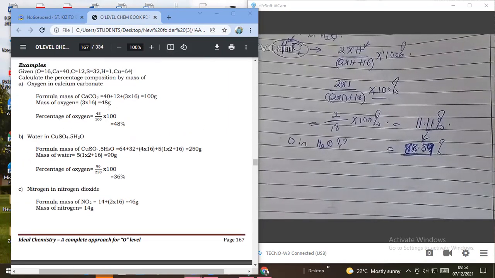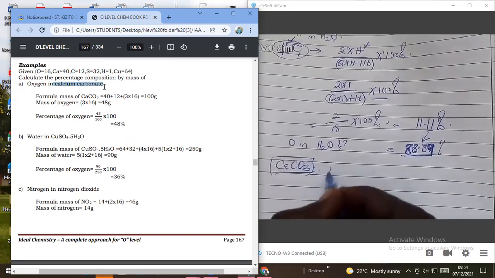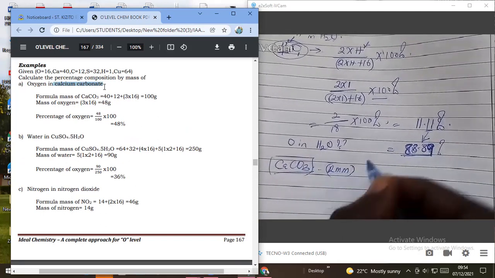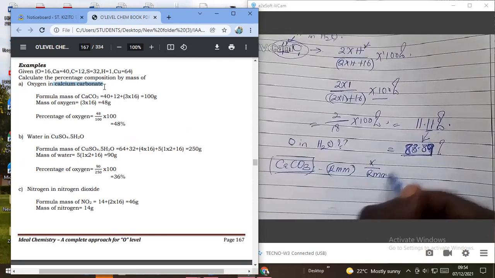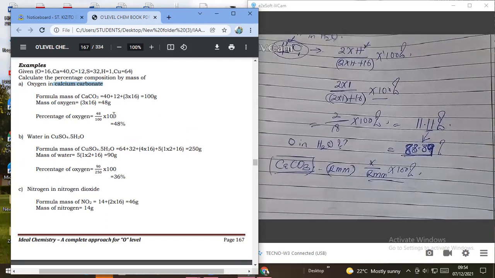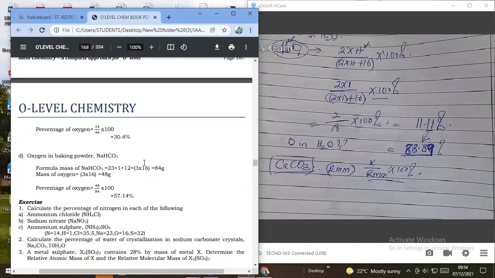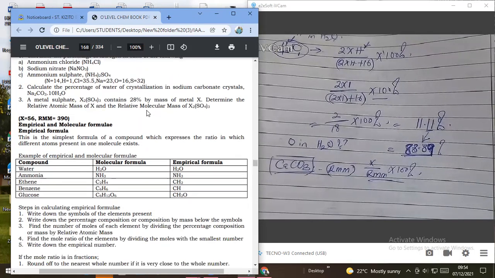So they might ask you to calculate the percentage composition by mass of oxygen in calcium carbonate. You must write the full formula of calcium carbonate. Then you can get the relative atomic mass or relative molecular mass. Then the mass of that element X out of the relative molecular mass times 100 gives you the percentage composition. So you try as much as you can to do these examples, and there is an exercise here for you. Simple terms. That is what we had.